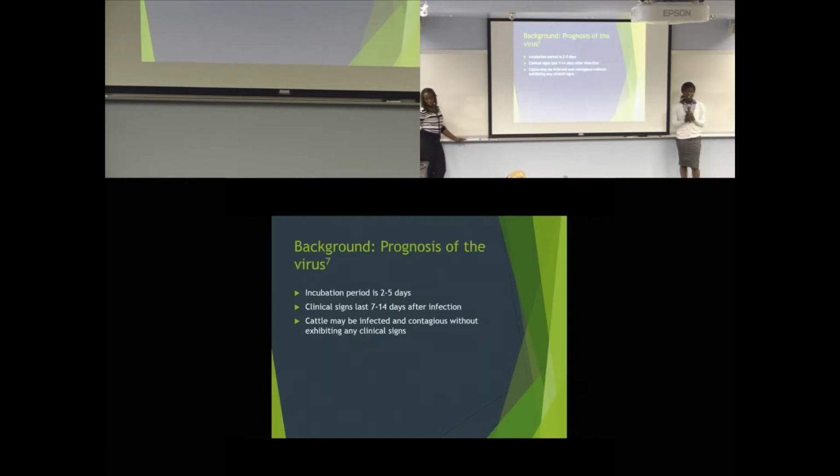The prognosis of this disease includes the incubation period, which is the period between the exposure to a particular pathogen and the appearance of the first symptoms. For this virus, the incubation period is 2 to 5 days, after which the clinical signs set in and could last 7 to 10 days after infection. In this case, we say the infection is severe, and the cattle is clinically infected. However, not all infected and contagious cattle show signs, and in this case, we say they are subclinically infected, which is a mild form of the infection.